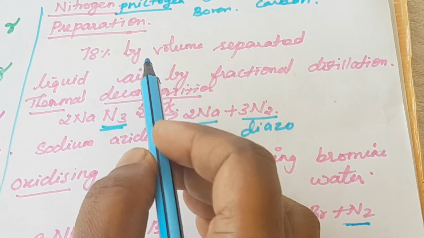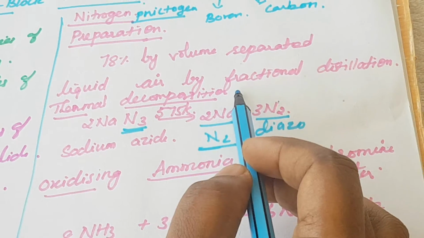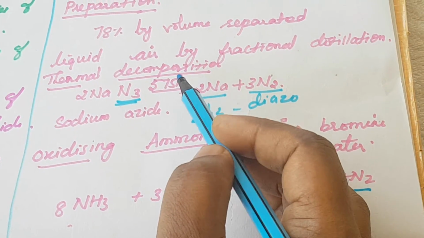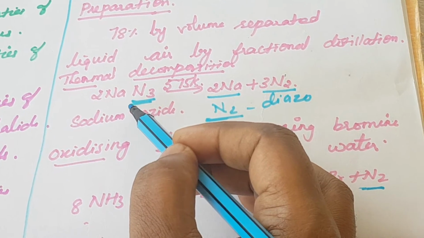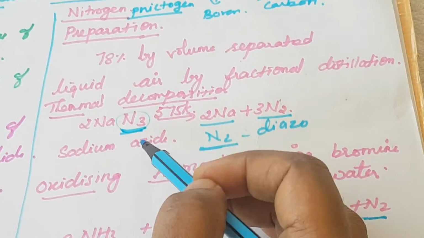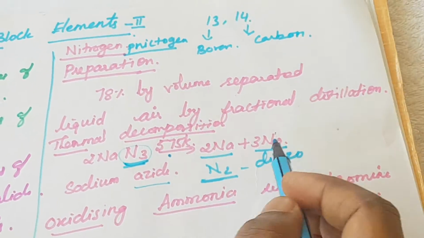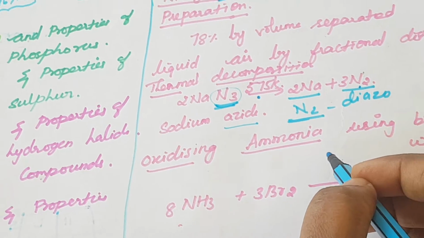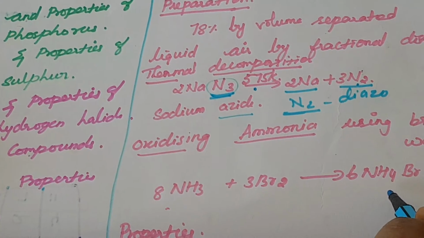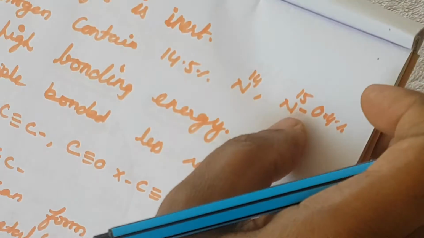So these are the preparations. First, 78% of the nitrogen is obtained from atmospheric air by fractional distillation. Second is thermal decomposition: sodium azide, NaN3, heated at 575 Kelvin forms nitrogen. Again, oxidizing ammonia using bromine water, ammonia plus bromine water forms ammonium bromide and nitrogen. Okay, next is properties.